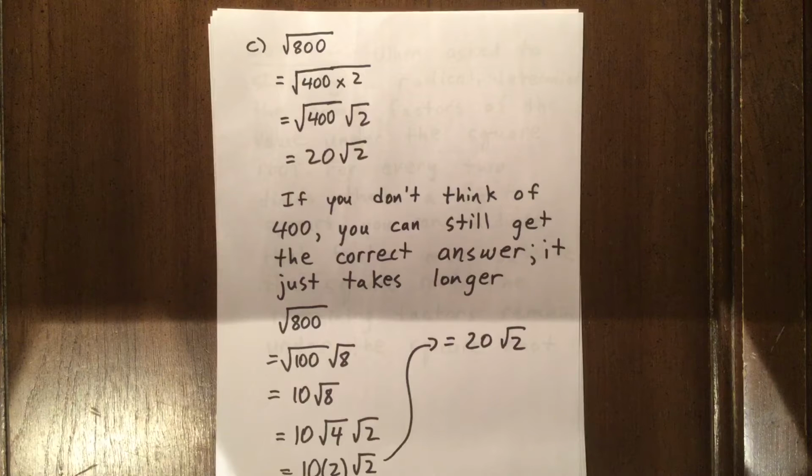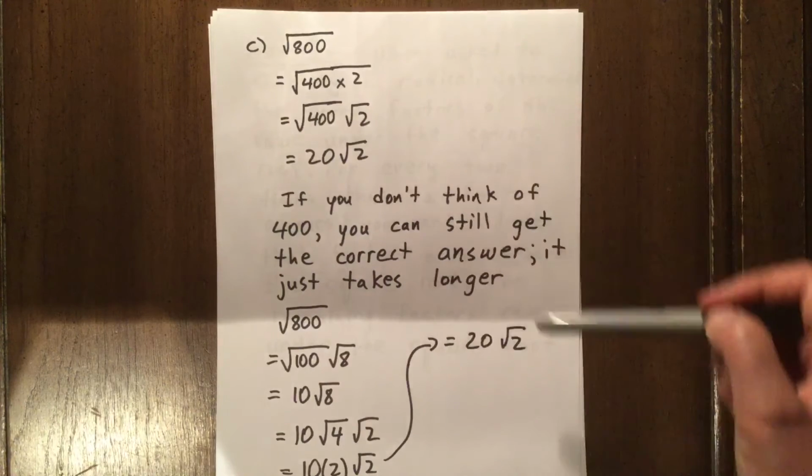Well, that's not bad, but you can do more. Because 4 is a perfect square which divides evenly into 8. So I can re-express root 8 as root 4 times root 2. Now I still leave the 10 there. Now I can think of root 4 as 2. So instead of saying 10 times root 4 times root 2, it's 10 times 2 times root 2. 10 times 2 is 20, 20 root 2. I get the same answer I got a minute ago.